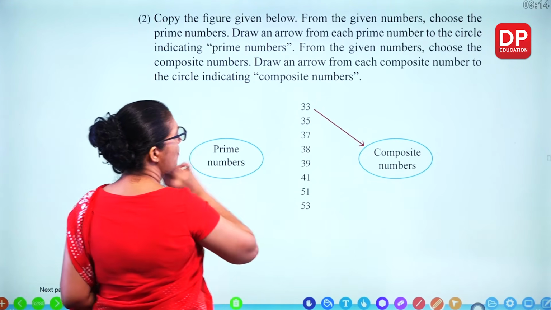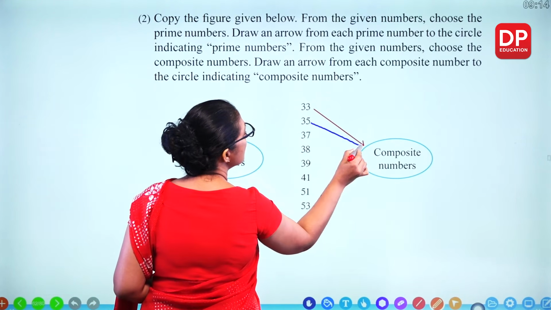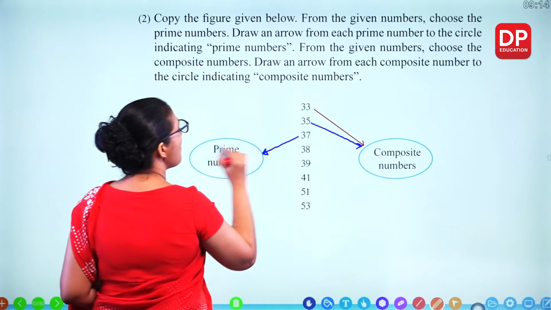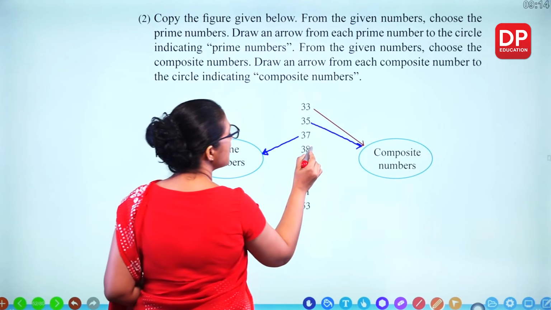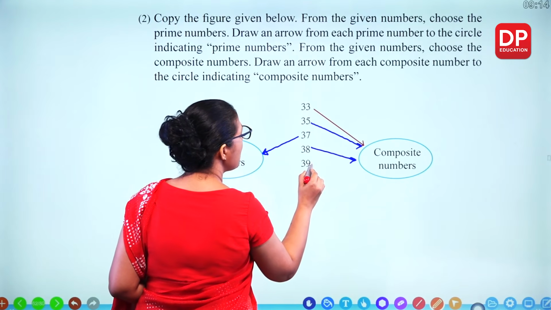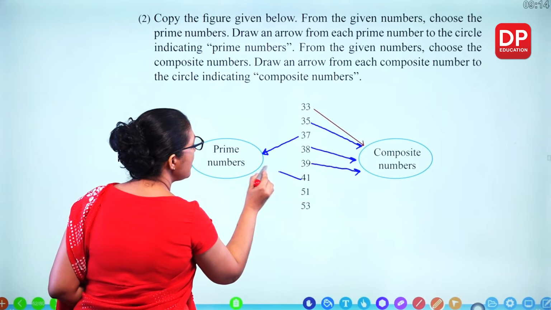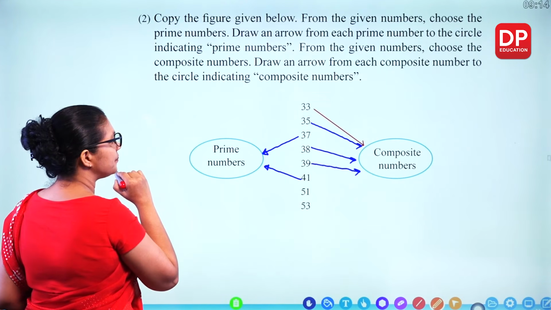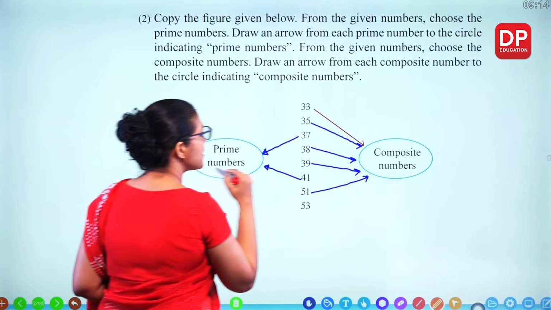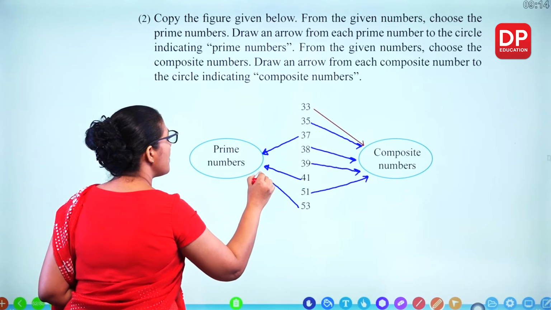33 is composite. 35 is a composite number. 37 is a prime number. 38 is composite. 39, you can divide by 3, a composite number. 41 is a prime number. 51, you can divide by 3, that's a composite number. 53 is a prime number.